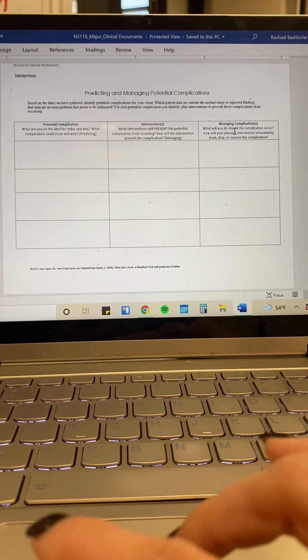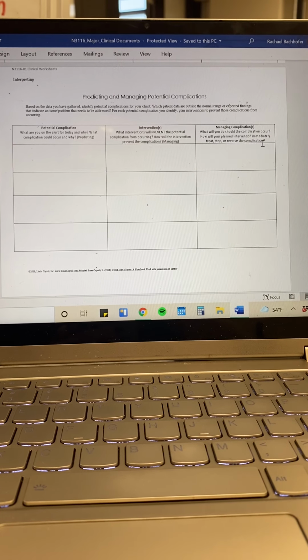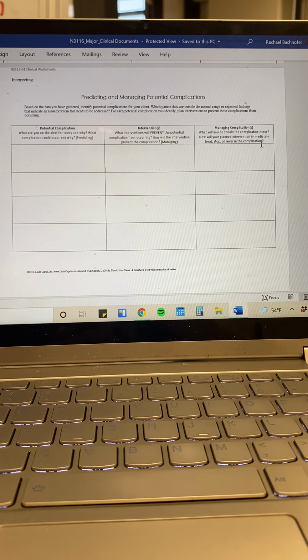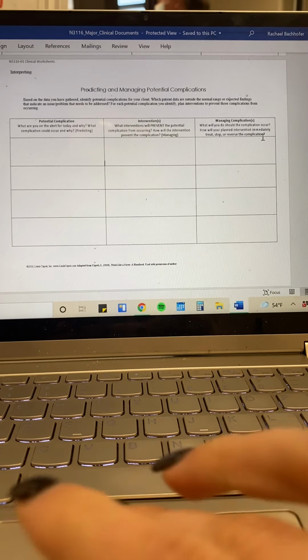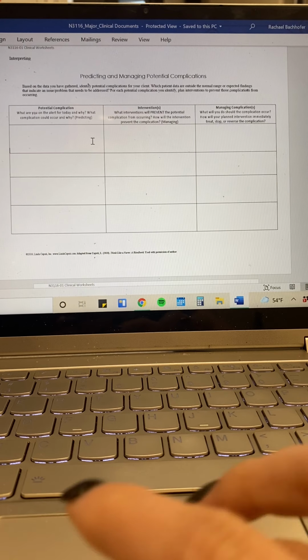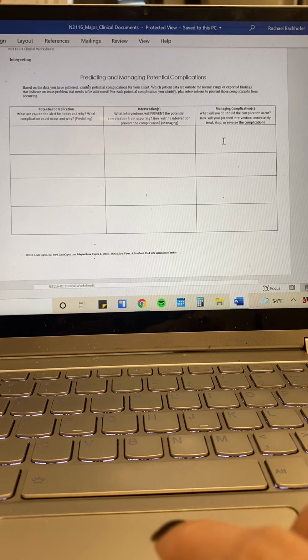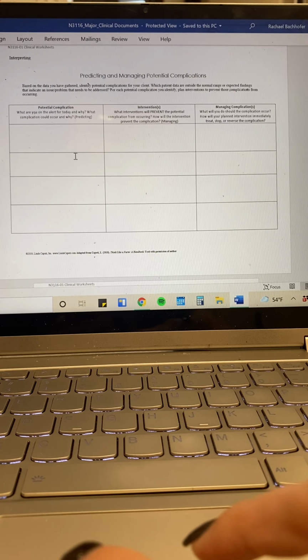From here, you move on to managing complications. What will you do should the complication occur? How will your planned intervention immediately treat, stop, or reverse the complication? So you'll have potential complication 1, the intervention, and managing the complication. And you'll do that for a total of 4 times.